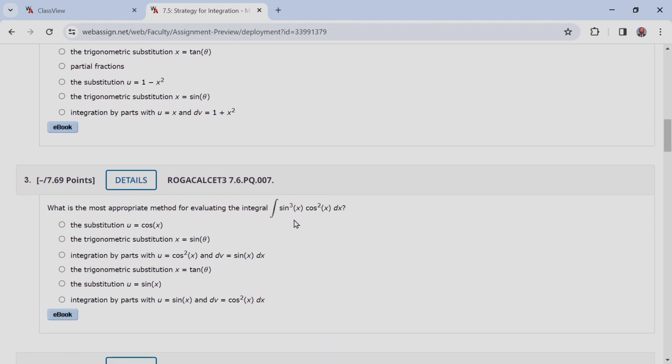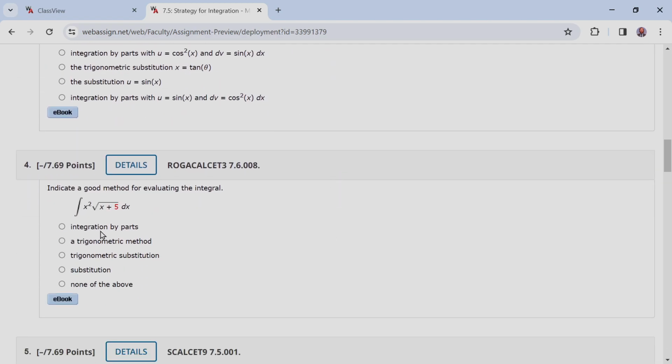Hey, here's a trig integral. Because the sine power is odd, when you have sines and cosines, if either of them are odd, you set u equal to the other one. So we would do u equals cos x here. I believe that would work out. So u equals cos x would do the job.